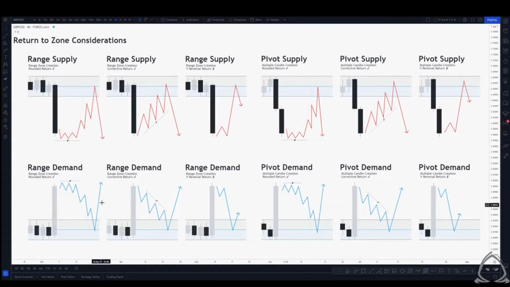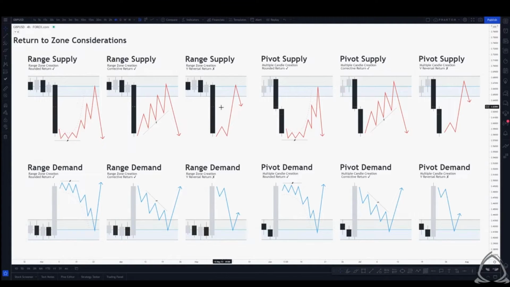The same thing can be said about demand. There was a rapid injection of demand into the market that pushed price higher, and price is now rebalancing the mix between supply and demand, and price is slowly rounding back into the demand zone, and we would be looking for entry. This is a very high probability that the zone will hold, and this is a really great way to measure your return back into a supply or demand zone, looking for that rounded return.